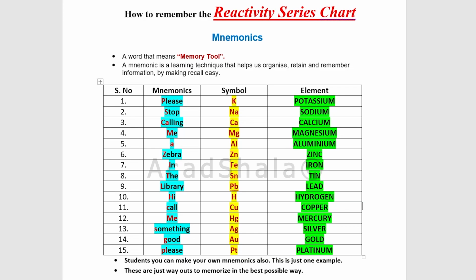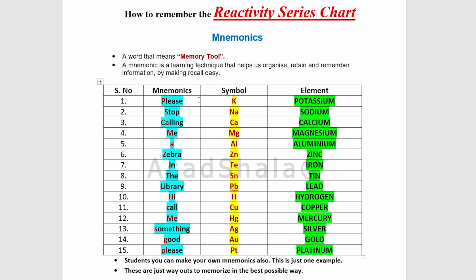Now, as you are seeing on the screen, the reactivity series chart looks very difficult to memorize, but with the help of mnemonics, it becomes very easy to memorize. Now, let us go for it. As you know, a mnemonic is a memory tool. A mnemonic is a learning technique that helps us organize, retain, and remember information by making recall easy. Now, let us see how to memorize the reactivity series chart.